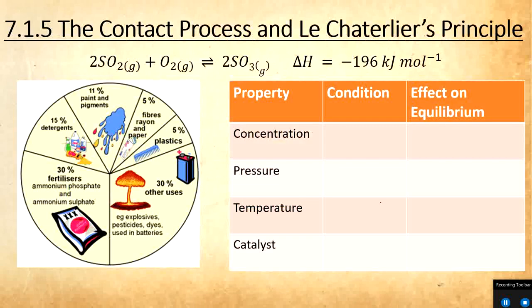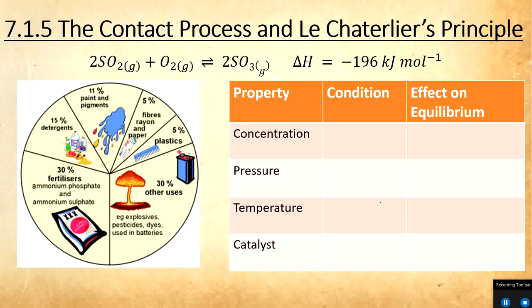So let's take a look at how Le Chatelier's principle affects this equilibrium in the contact process. So first off, to the left here, you can see some uses of sulfuric acid. So again, fertilizers, ammonium sulfate, detergents, so different cleaning agents. It's used in a lot of paint. It's used for making fibers, rayons, and paper, so different polymers and plastics. And 30% goes to other uses, including explosives, pesticides, dyes. So sulfuric acid has a huge range of uses, which is why it's so important to produce in industry.